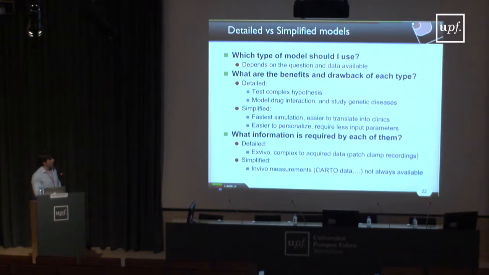And what information do I need? Well, for both of them, I need data from the patient, but for the detailed one, probably I need ex vivo data. For instance, I need data from patch clamp to model all the channels in the cell. I need histology data to model all the details of the heart, and this is not always available, and it's not patient-specific for sure.